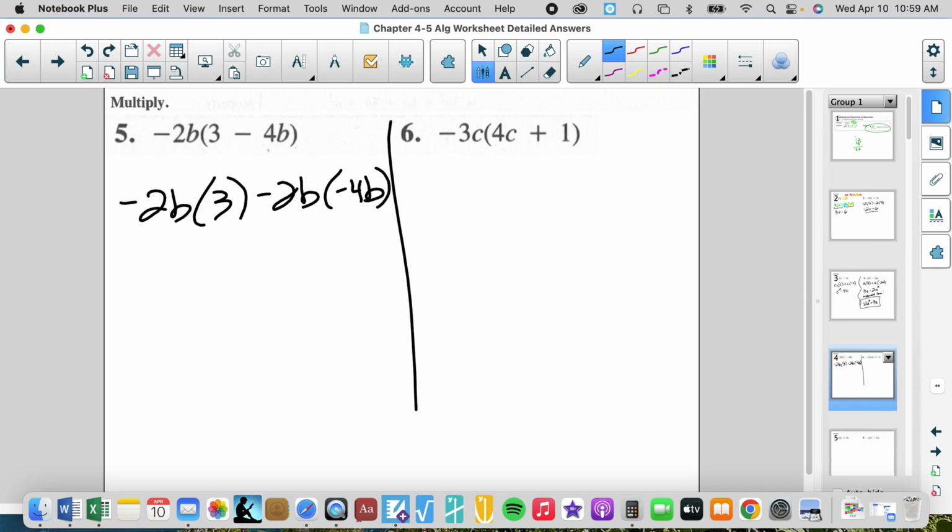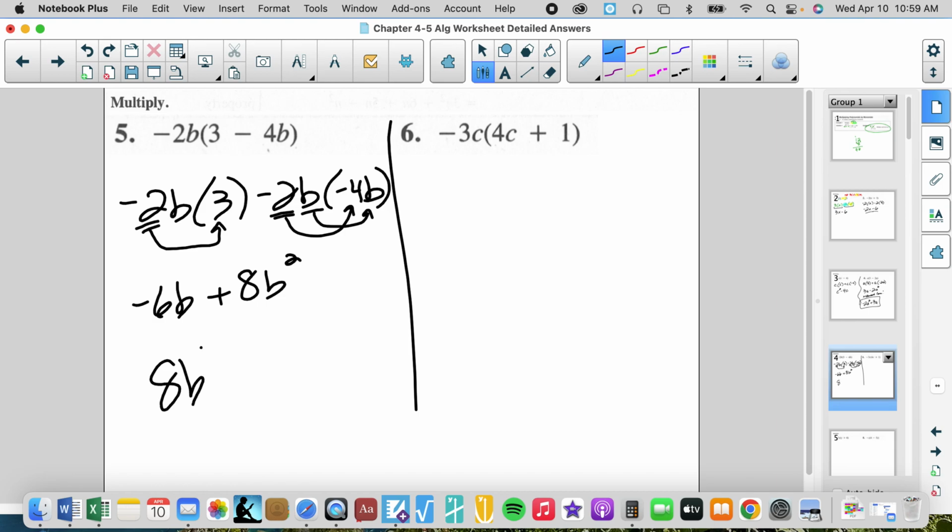Negative 2b times negative 4b. Negative 2b times 3, we're going to multiply the constants and then the variables. We have to put it in standard form. 8b squared minus 6b is the final answer. That is simplified. You can't leave it not in standard form. You must change the values.